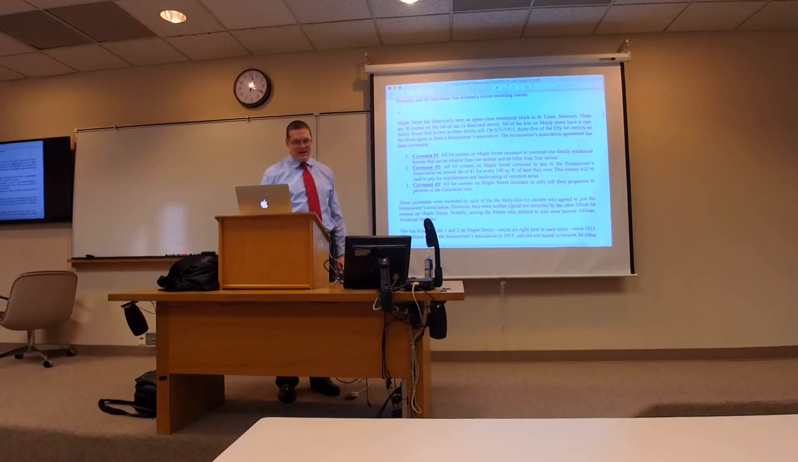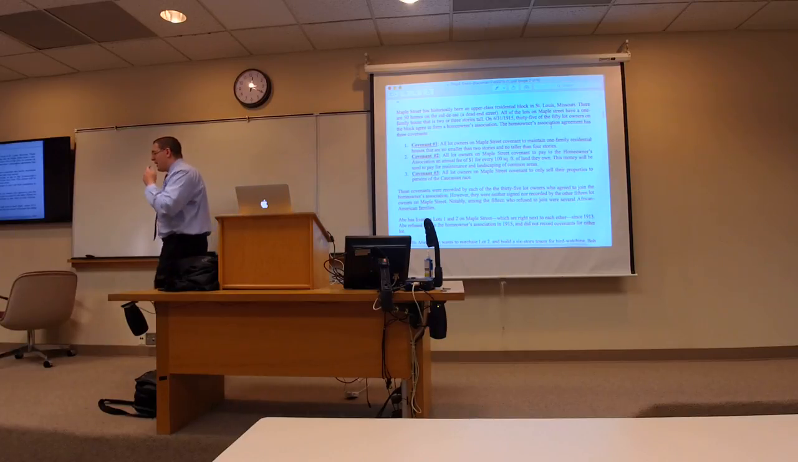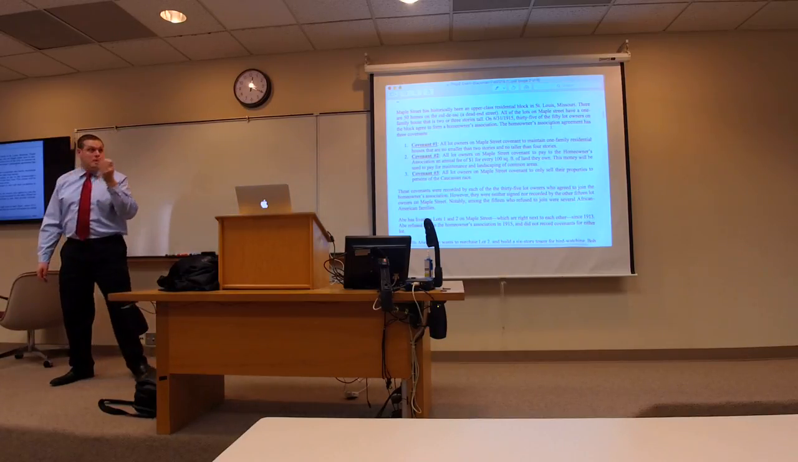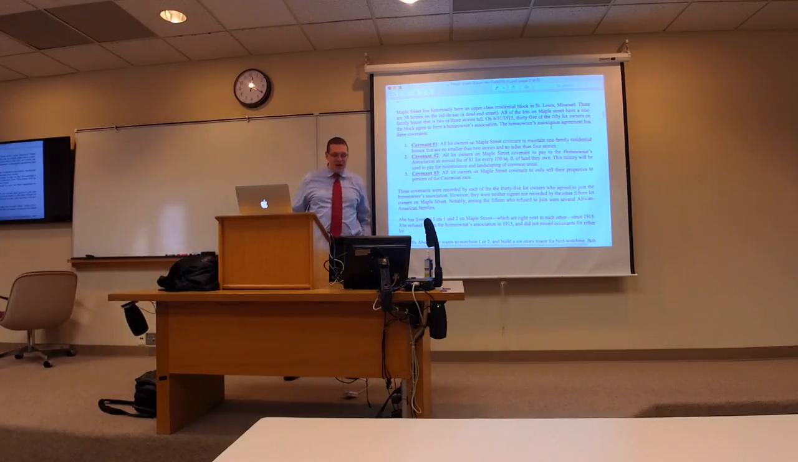And the way I want to do this, as I'm walking through the question, is to think out loud what I would be outlining were I in your spot as a student taking this exam tomorrow. So it begins. It says, Maple Street has historically been an upper-class residential block in St. Louis. There are 50 homes on the cul-de-sac. All of the lots on Maple Street have a one-family house that is 2 or 3 stories tall.